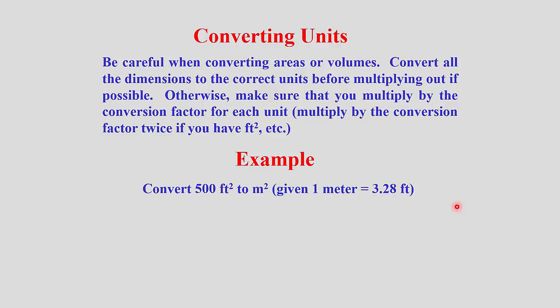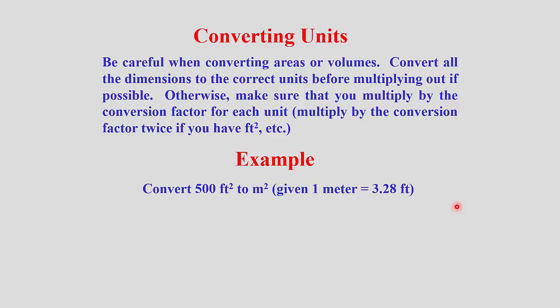You're often given things like square feet, square meters, cubic inches. And so if you're given the quantity in square feet or square meters and you need to do the conversion, you need to make sure that you use the conversion factor the correct number of times. You have to multiply the conversion factor for each unit. So that's using it twice if you have square feet, using it 3 times if you have cubic feet.